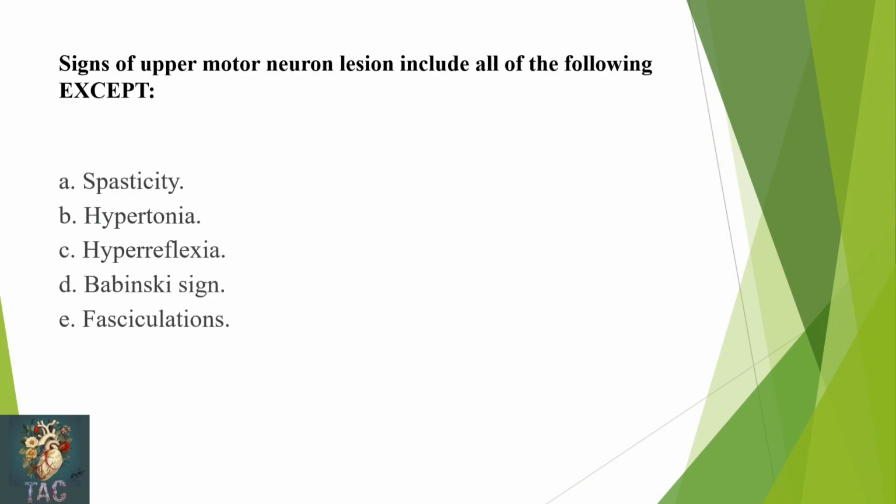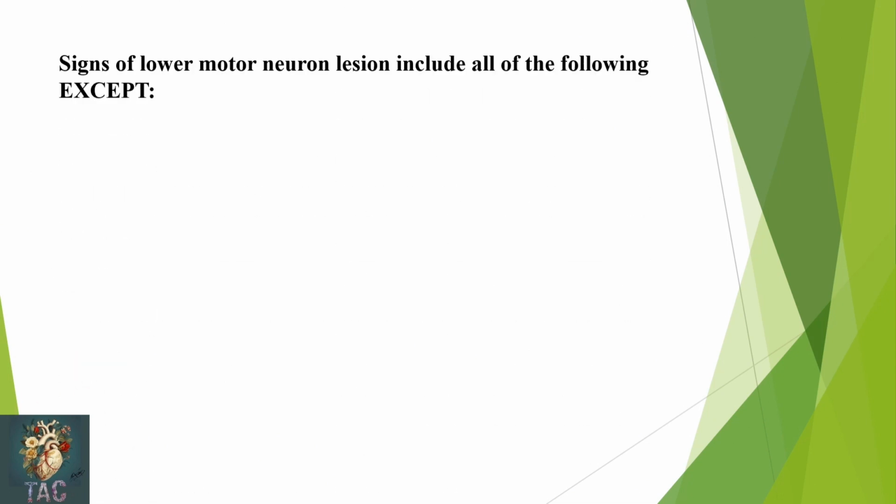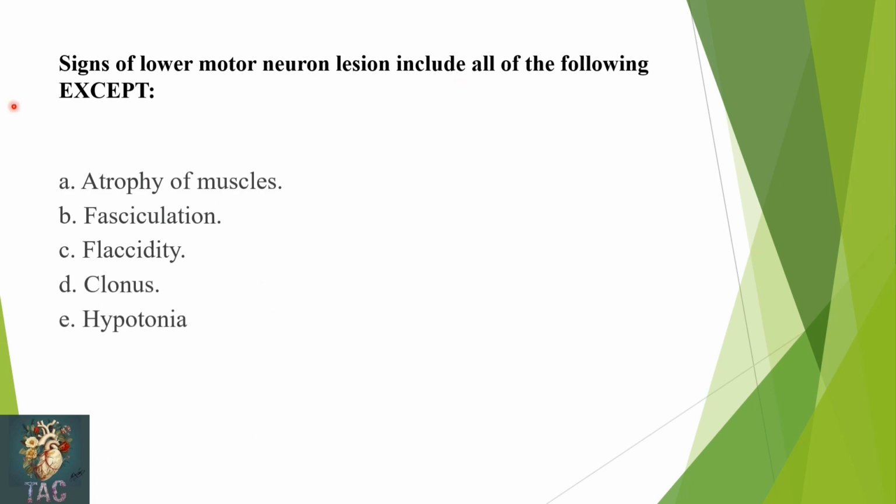Signs of the upper motor neuron lesion include all of the following: spasticity, hypertonia, hyperreflexia, Babinski and fasciculation. So you must remember that fasciculation is the sign of a lower motor neuron lesion and not the upper motor. So this is the correct option. Similarly, the signs of the lower motor neuron lesion include all of the following except: atrophy of the muscle, fasciculation, flaccidity, clonus, and hypotonia. So you must remember, clonus is the sign of an upper motor neuron lesion and not the lower motor neuron, and this is the correct option.